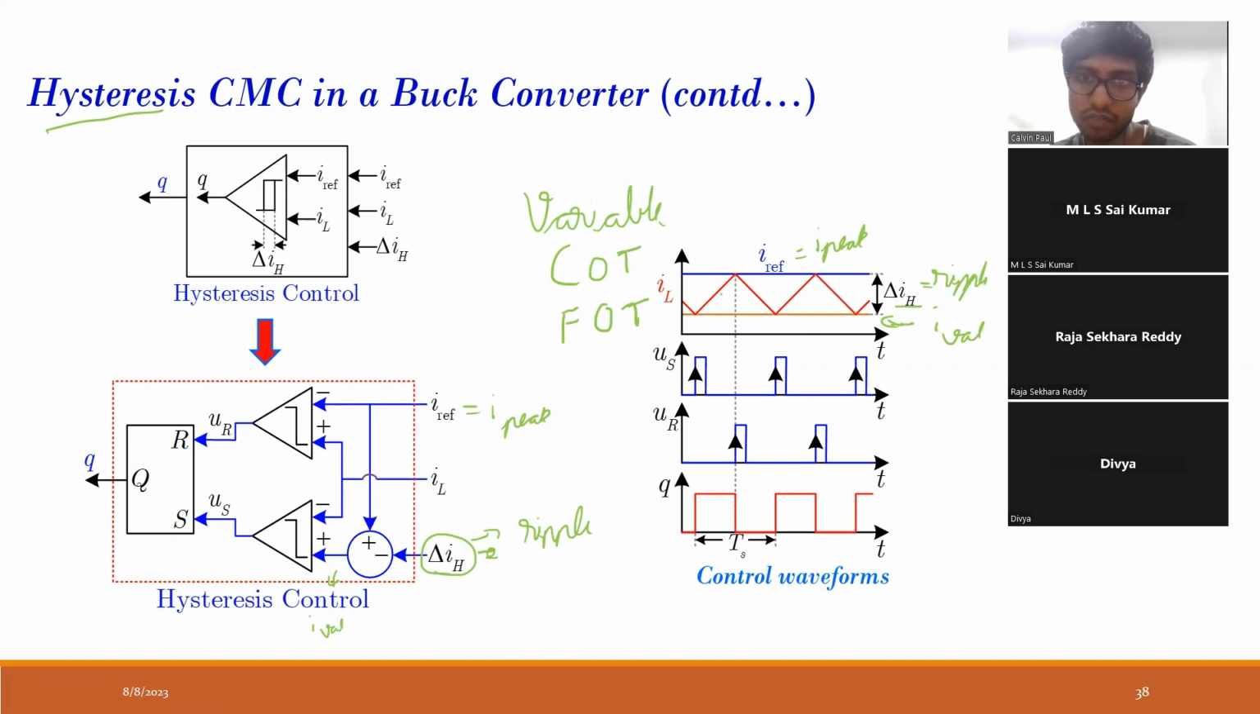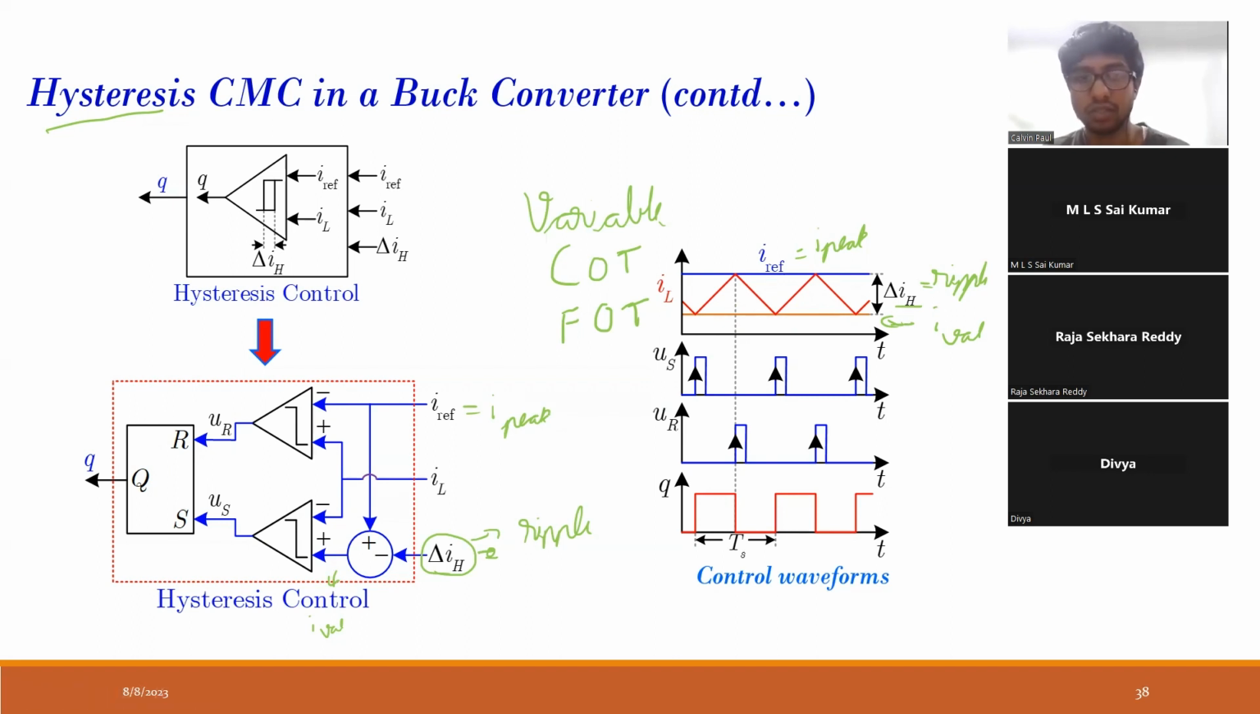So when the inductor current tries to become more than the reference current, UR becomes 1 and it resets it. It resets it, then the switch turns off. When the inductor current tries to become smaller than the valley current, then this set pulse comes and it turns on the switch. So this is how hysteresis current mode control works. We are able to control the current and keep it in a band, okay, as per our requirement.